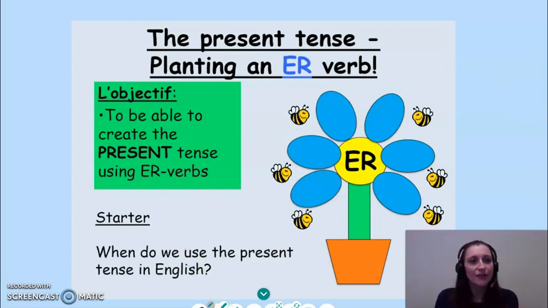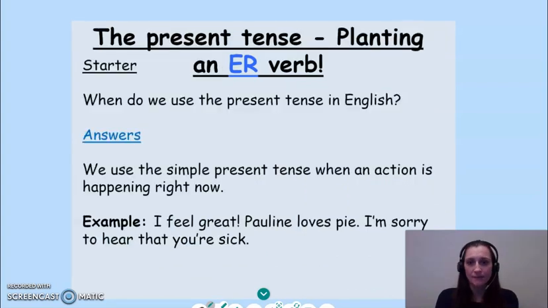So, we're going to have a quick look at this. We use the simple present tense when an action's happening at this time right now. For example, I feel great. I'm sorry you're sick. I eat pizza.